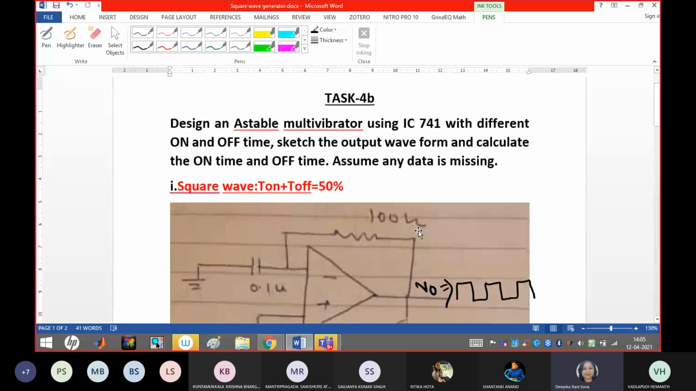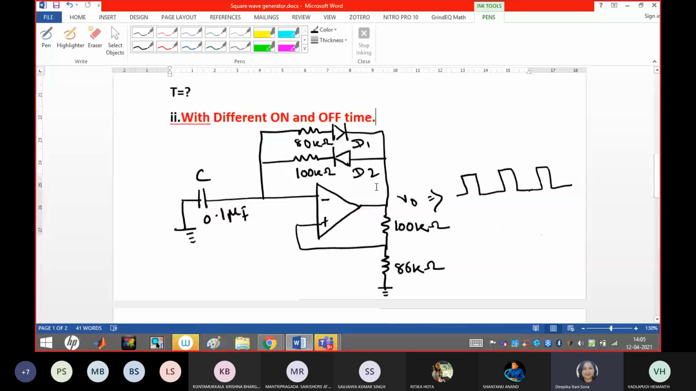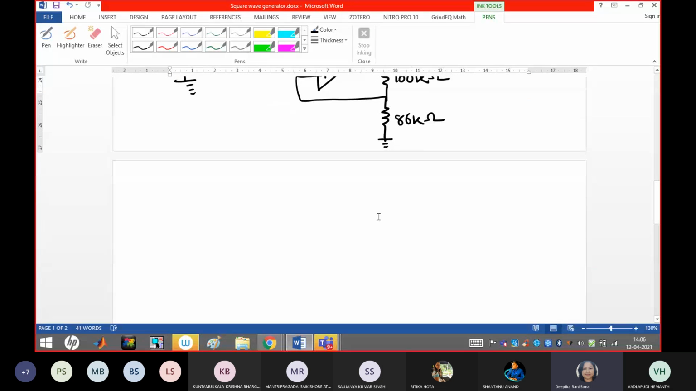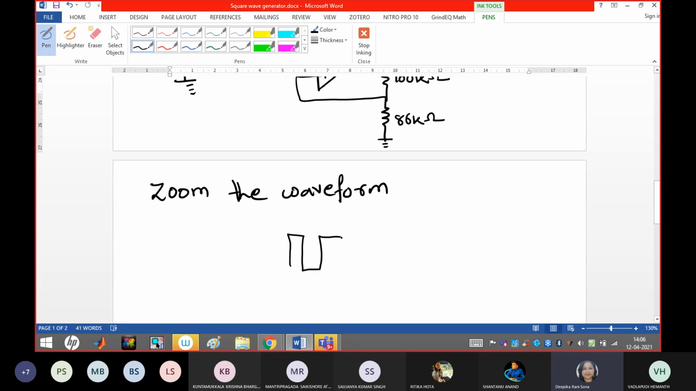Here is the question. Design an astable multivibrator using IC741 with different on and off time. Sketch the output waveform and calculate the on time and off time. So after getting the graph, what you have to do is zoom the waveform. How do you zoom? Suppose we are getting the waveform like this. Whatever, we don't know whether it is rectangular or square. How to zoom that?